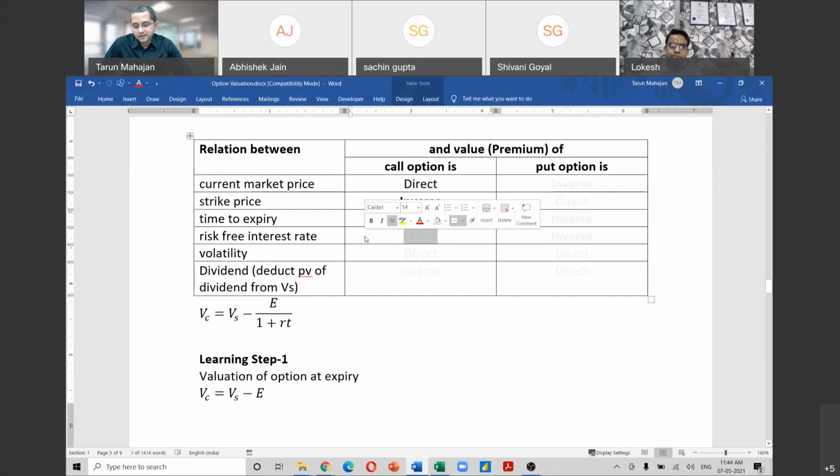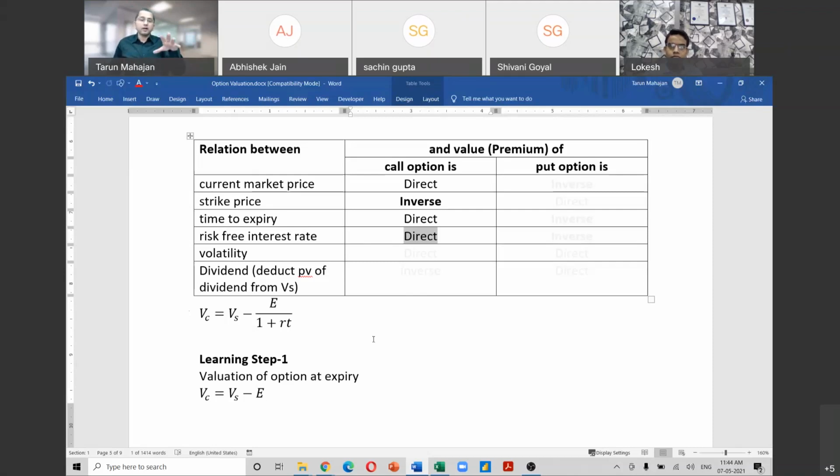So if the risk-free rate rises, becoming a call writer will become expensive and you will charge more premium. Direct relationship. Volatility. So see, let's go by logic now, not by formula.